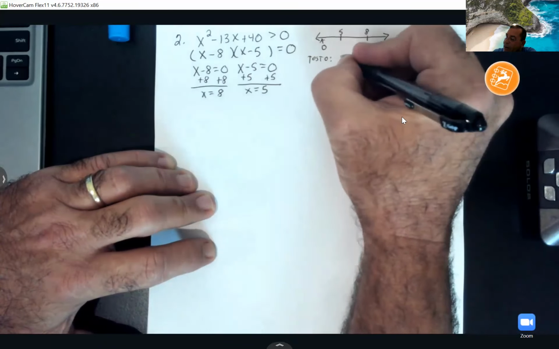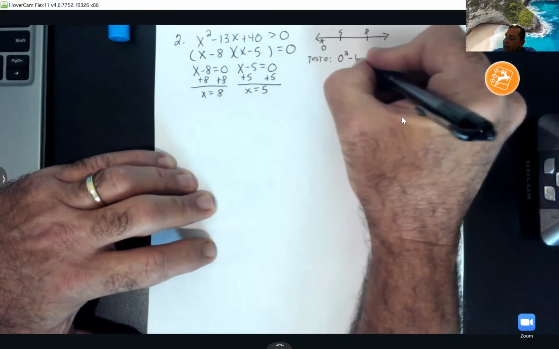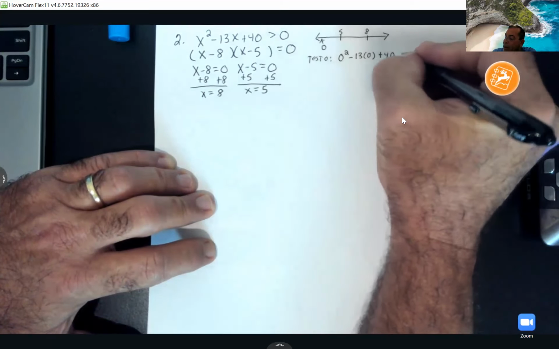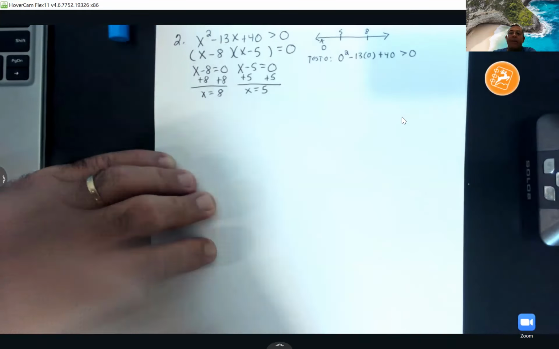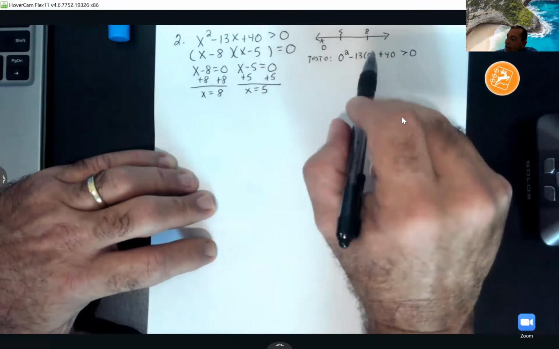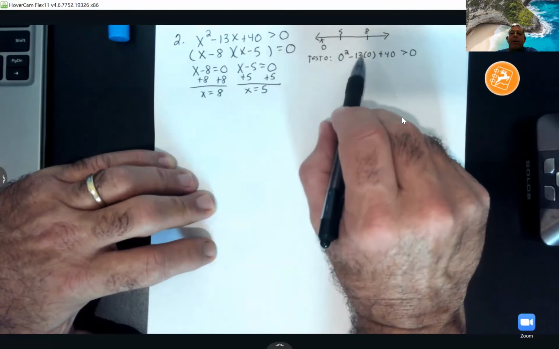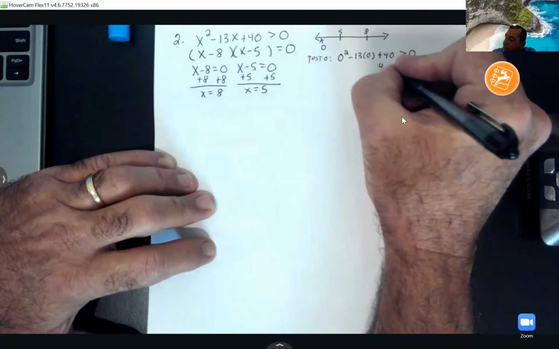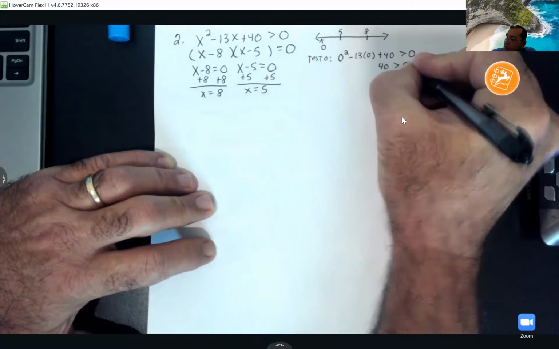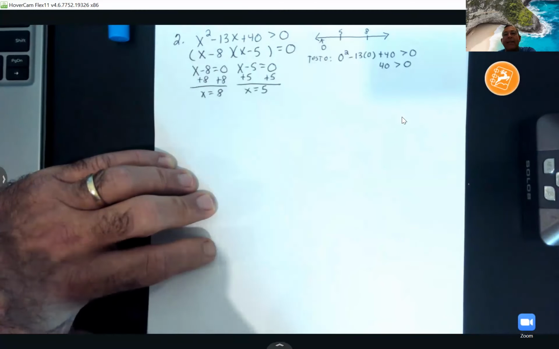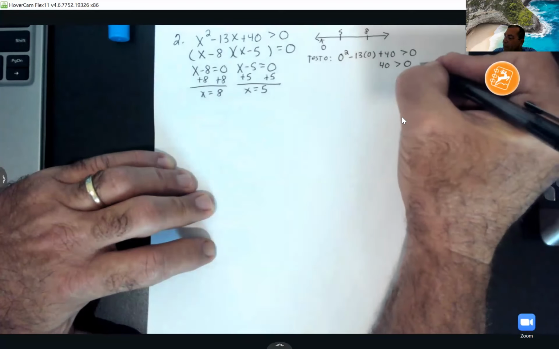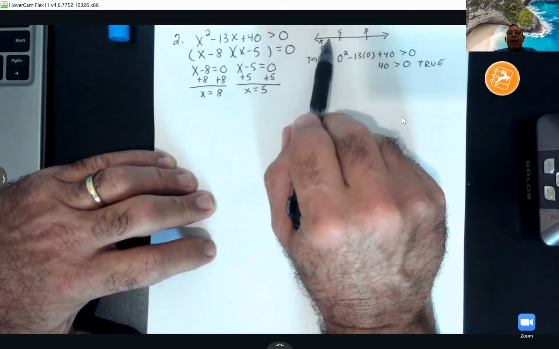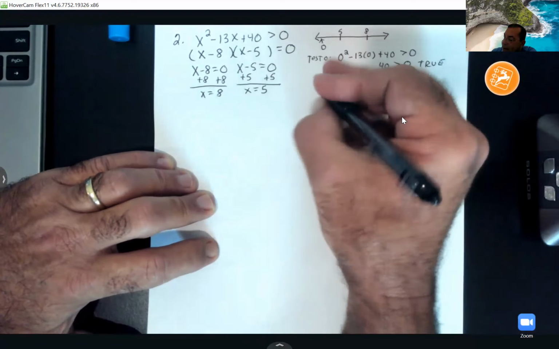That'll be 0 squared minus 13 times 0 plus 40 has to be greater than 0. Now, the reason I like 0, because 0 squared is gone. 13 times 0 is gone. All that's left is that 40. So 40 greater than 0. That is definitely true. So we're going to shade the section where 0 was located and the right side there.